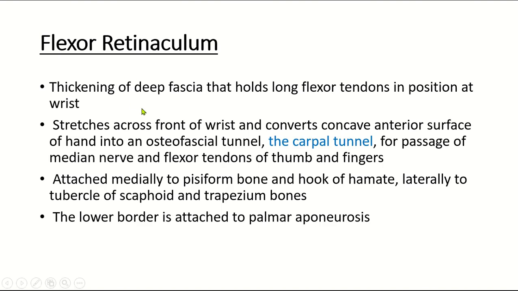Flexor retinaculum. Flexor retinaculum is a thickening of deep fascia that holds long flexor tendons in position at wrist. It stretches across front of wrist and converts concave anterior surface of hand into an osteo-fascial tunnel, the carpal tunnel. The carpal tunnel is for the passageway of median nerve and flexor tendons of thumb and fingers. It is attached medially to pisiform bone and hook of hamate and laterally to the tubercle of scaphoid and trapezium bones. The lower border is attached to palmar aponeurosis.